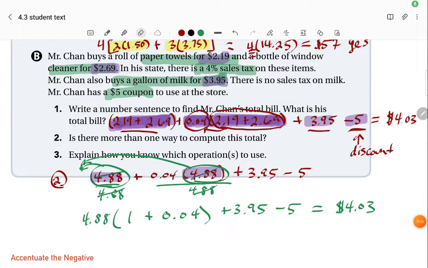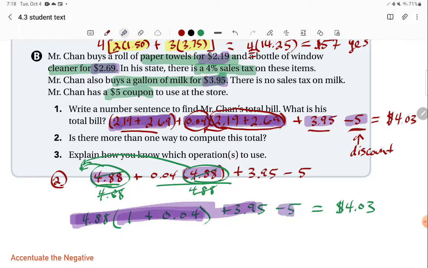And then on the last one, explain how you know which operations to use. Well, just do order of operations, right? Like on this first one up here, we would do what's inside first. I wanted the highlighter. We would do what's inside first and then multiply by 4.88. Then you would take all of that, add 395, take all of that, subtract 5. Okay, just following the order of operations, you would do what's inside the parentheses in that case.